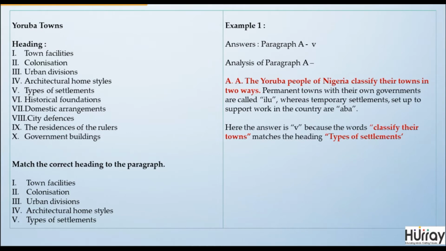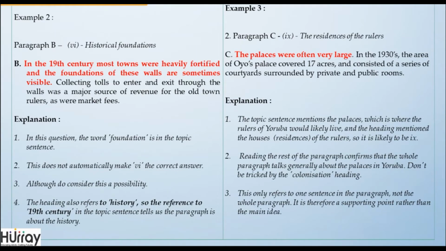The paragraph reads this way: the Yoruba people of Nigeria classify their towns in 2 ways. Permanent towns with their own governments are called Ilu, whereas temporary settlements set up to support work in the country are Aba. Here the answer is 5, which says types of settlements, because the words classify their towns matches with the heading types of settlements. So you see they use some synonyms and they do not give the exact words which are in the paragraph. Let's look at another 2 examples.